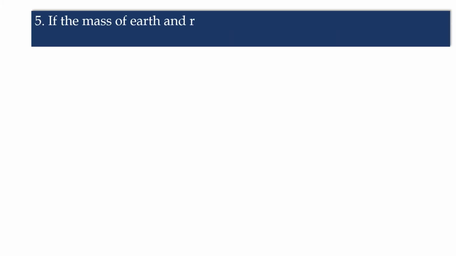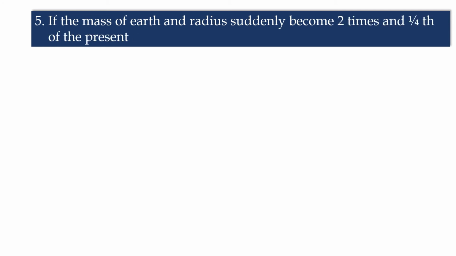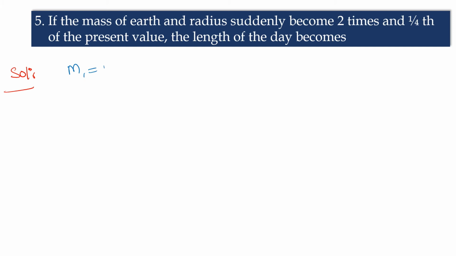If the mass of the earth and the radius suddenly become 2 times and 1 by 4th of the present value, the length of the day becomes? Now let us go to the solution. Given m1 is equal to m and m2 is equal to 2m. The mass and radius of the earth suddenly become 2 times and 1 by 4th of its present value.